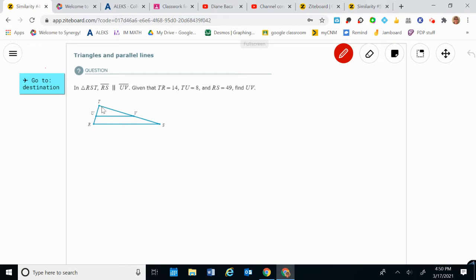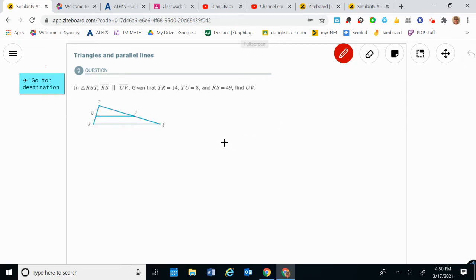Why? Because we know that they share this angle, so they have this one, and this is a transversal, and these are two parallel lines. And these are corresponding angles. So we have two angles, right? And if we have two angles that are the same, we know that the last one is the same as well. Okay, let me go ahead and erase that real quick.